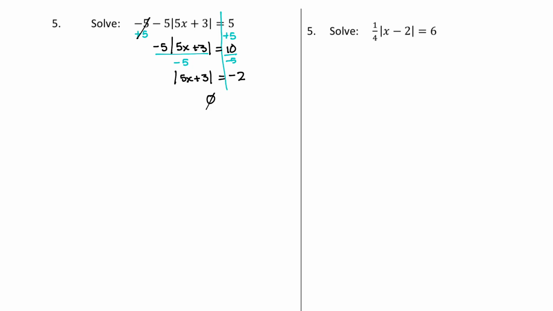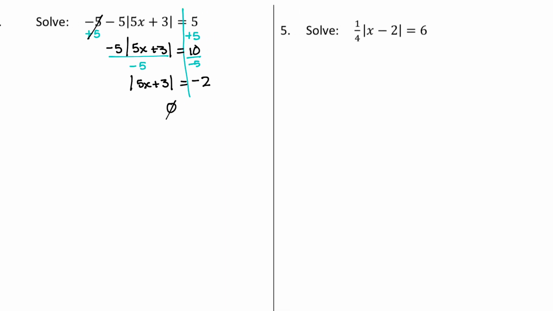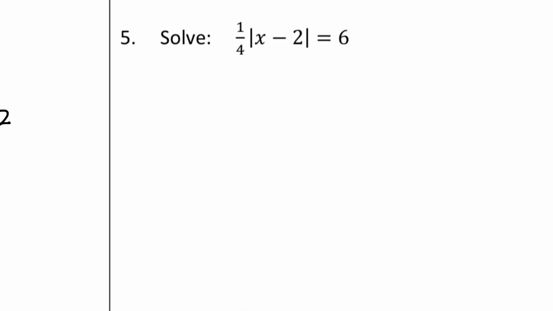Okay, this one. We're going to isolate the absolute value first. So I need to get rid of that 1/4. To do that, I'm going to multiply both sides by the reciprocal, which is basically 4. So there we are. 4's cancel, and I'm left with the absolute value of x minus 2 is equal to 24. Absolute value is isolated. It equals a positive number, so it's fine.